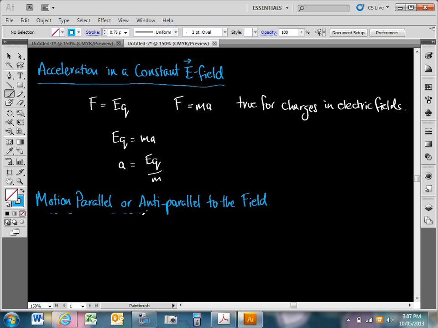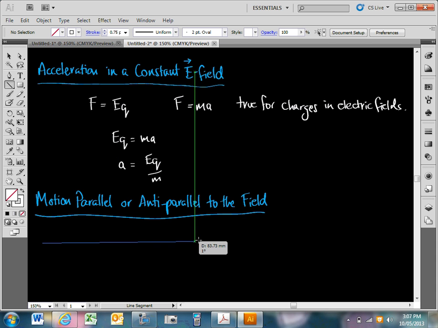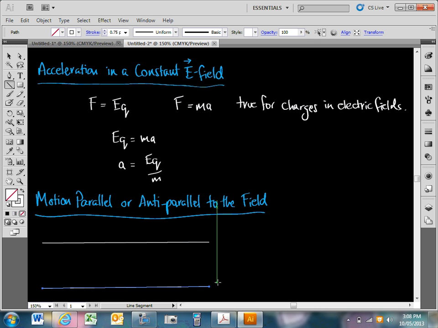Motion parallel or anti-parallel to the field. Whoops, that doesn't look right, does it? Let's have a look at this situation one more time. We have parallel plates, maybe infinite, I'm not sure, and a potential difference between those two plates and hence an electric field. You notice I'm trying to keep the colors the same for each of the representations that I draw. So electric fields will be blue.